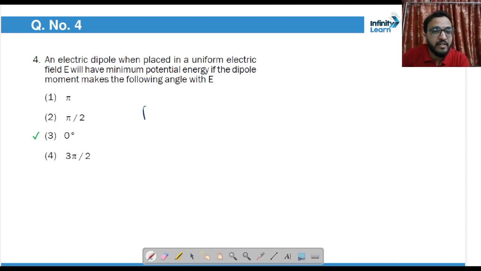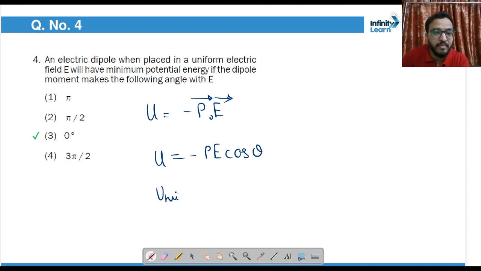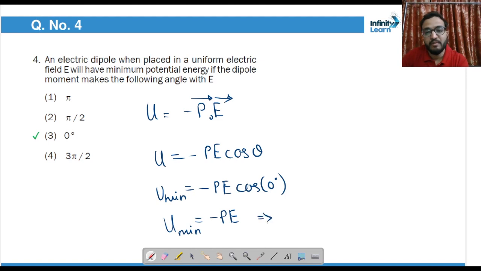See, electric dipole, what is the formula of potential energy? It is minus vector P dot vector E. This is the formula of potential energy. So it is minus PE cos theta. So if you want to find out at which point U is minimum, minimum value is minus PE cos of 0 degrees, right? So it is minus PE. This is U minimum. So we will say that cos 0 is 1, right? So 0 degrees is correct.